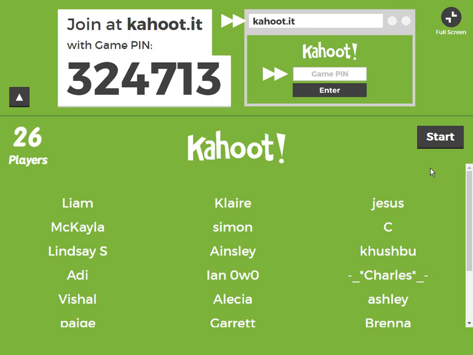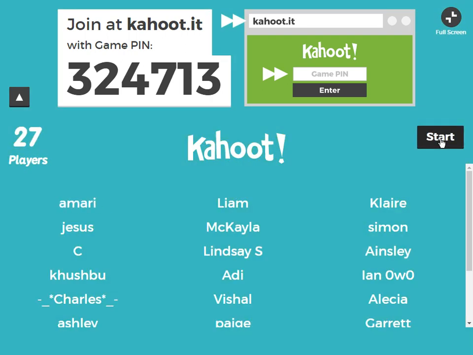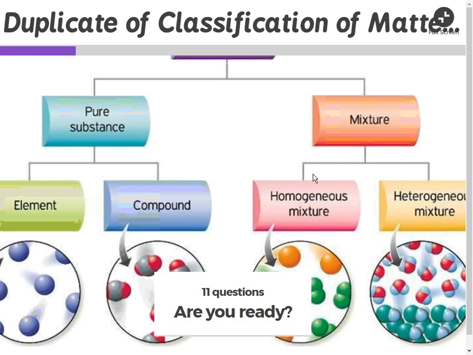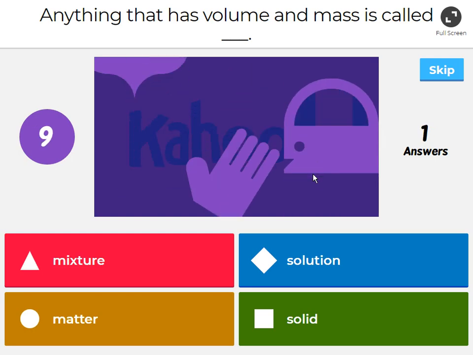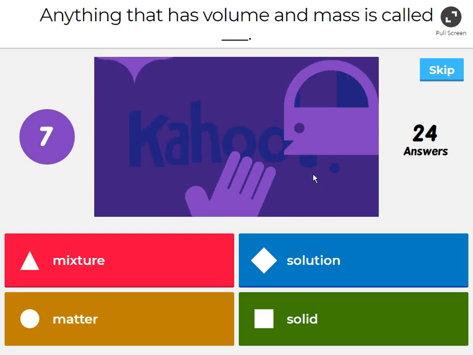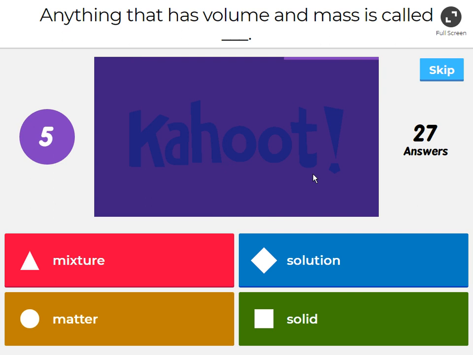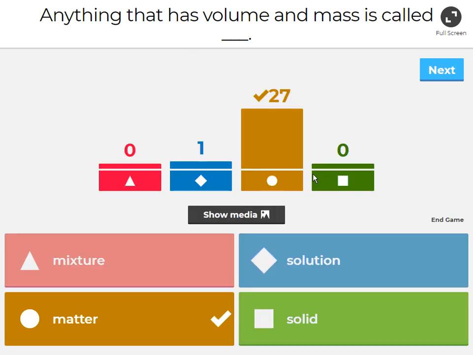All right, we're rolling. I already got the code on the board for you slowpokes. All right, so this is all about matter. Some of these are 10-second questions. Here we go. Anything that has volume and mass is called? Yes, I love that sound. One more? Okay. Very good. Matter it is. So that's just the definition.